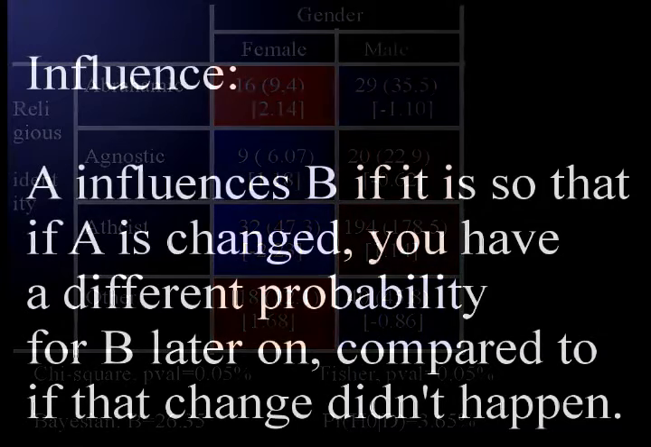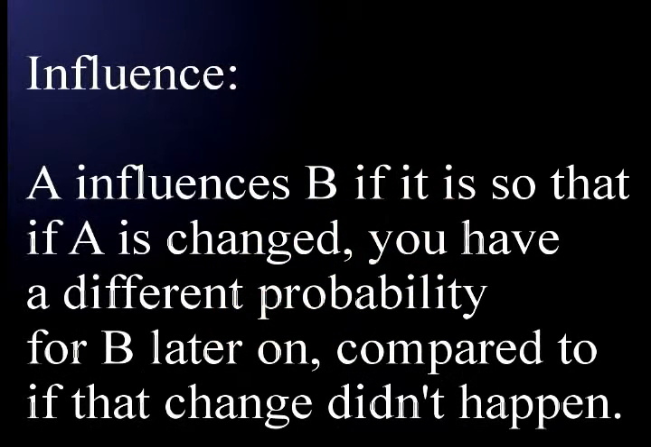Instead, I'll use the word influence, and what I put in that is that if you say that quality A influences quality B, then you think that if A was changed, you have reason to use a different probability for B later on compared to if that change didn't happen. So influence is a tool for describing why we have dependency.